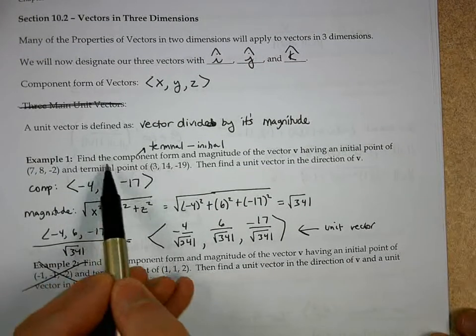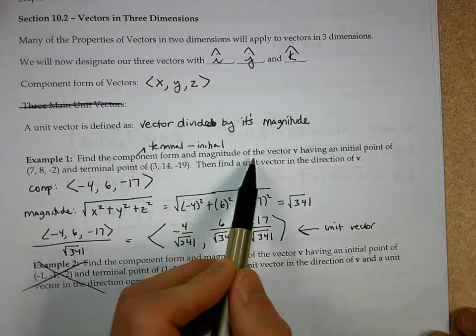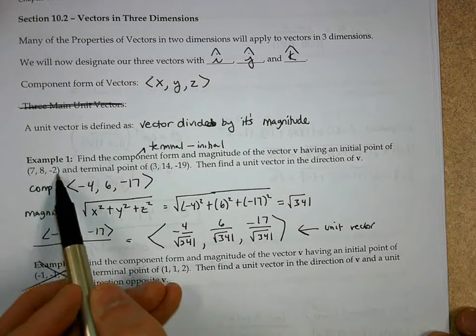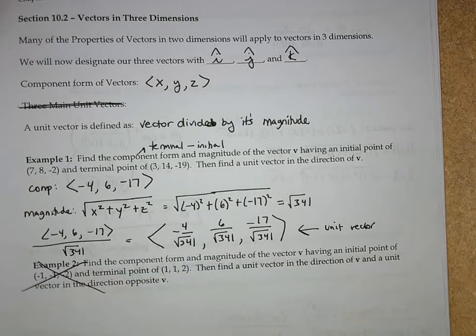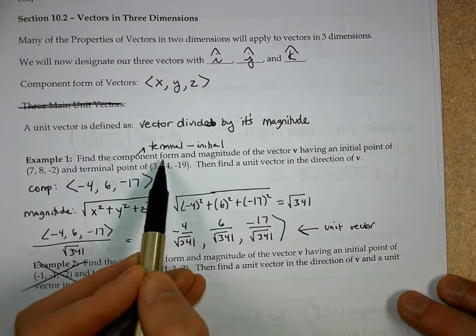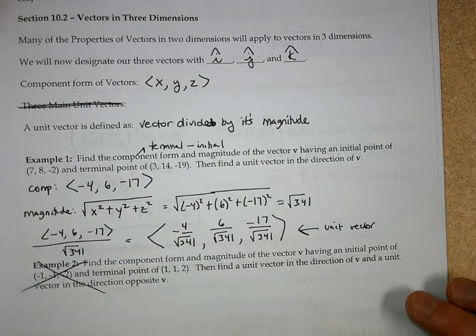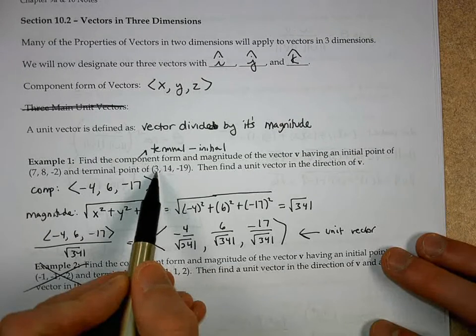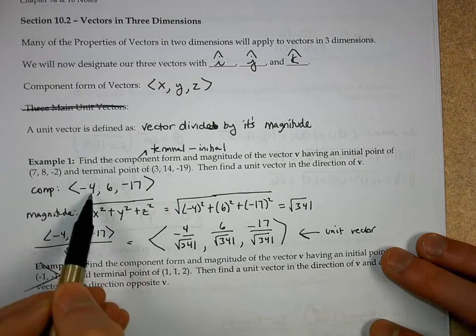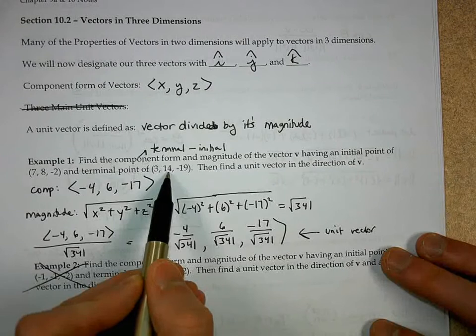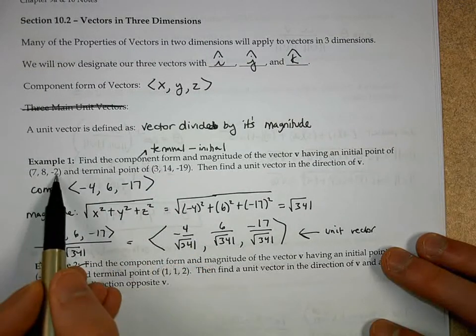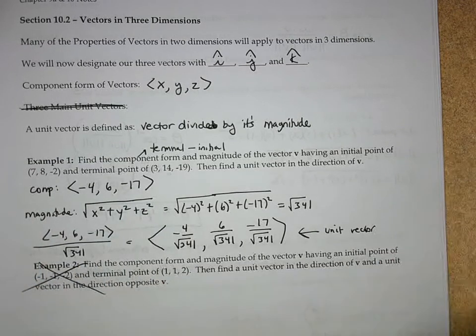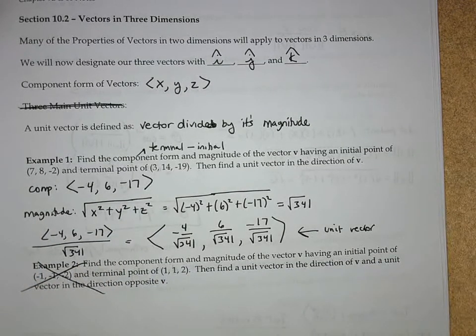So the first thing we want to do is find the component form and magnitude of a vector having an initial point in here and a terminal point here in space, and then find a unit vector. So to find the component form, we take terminal minus initial. So here I take terminal, which is 3, minus the initial. 3 minus 7 is negative 4. 14 minus 8 is 6. And negative 19 minus a negative 2 is a negative 17. So we subtract our x's, subtract our y's, subtract our z's.